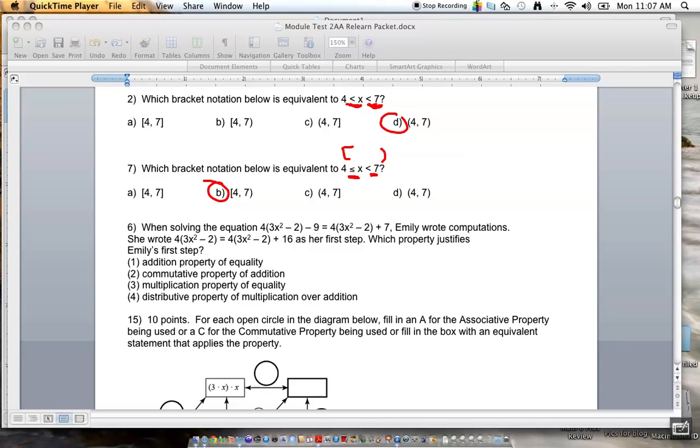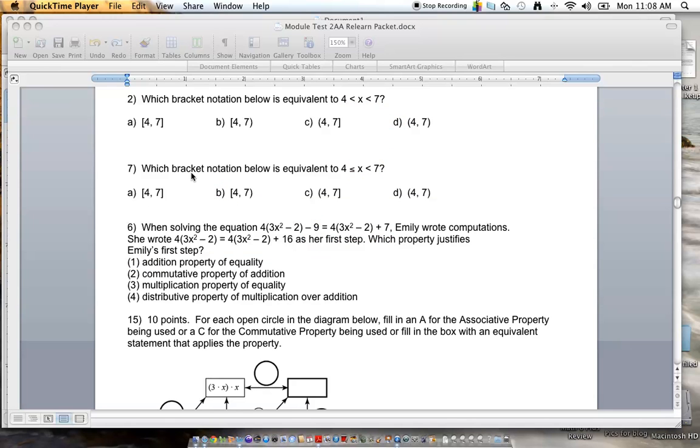Number 6, when solving the equation, 4 times (3x squared minus 2) minus 9 is 4 times (3x squared minus 2) plus 7. Emily wrote computations. She wrote 4 times (3x squared minus 2) equals that plus 16 as her first step. Which property justifies this? Well, to get 16 out of this, she's added 9 to both sides. And that's how you get 16, and that's how the term on the right-hand side here disappears. So that's the addition property, okay?